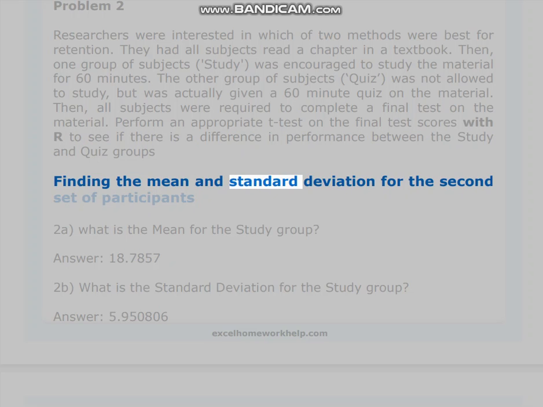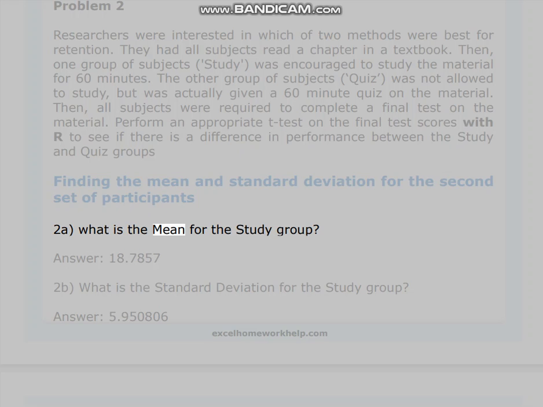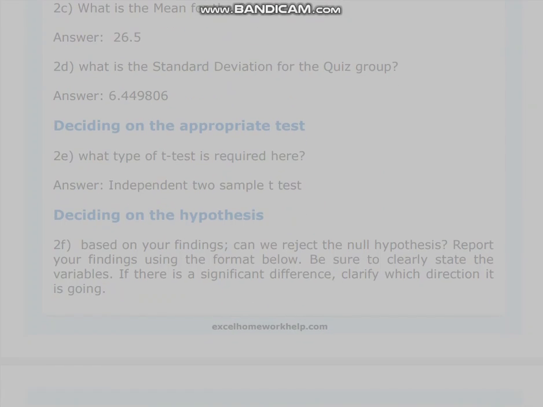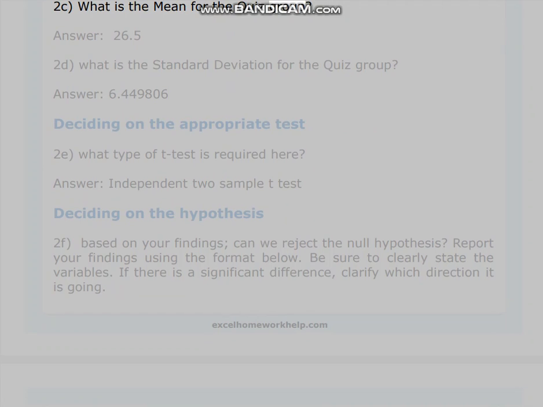Finding the mean and standard deviation for the second set of participants. 2A. What is the mean for the study group? Answer: 18.7857. 2B. What is the standard deviation for the study group? Answer: 5.950806. 2C. What is the mean for the quiz group? Answer: 26.5. 2D. What is the standard deviation for the quiz group? Answer: 6.449806.